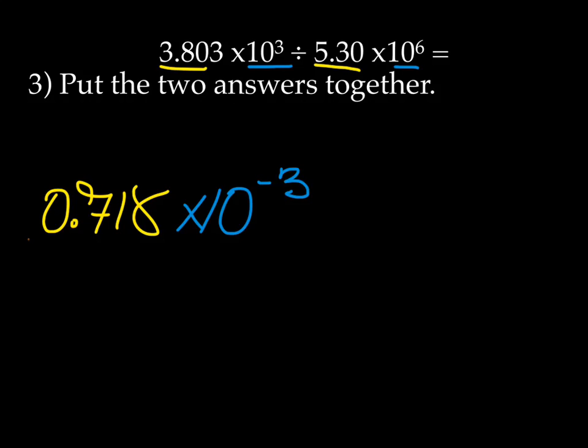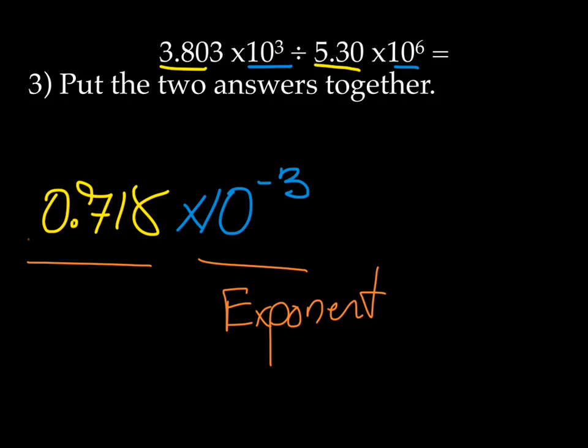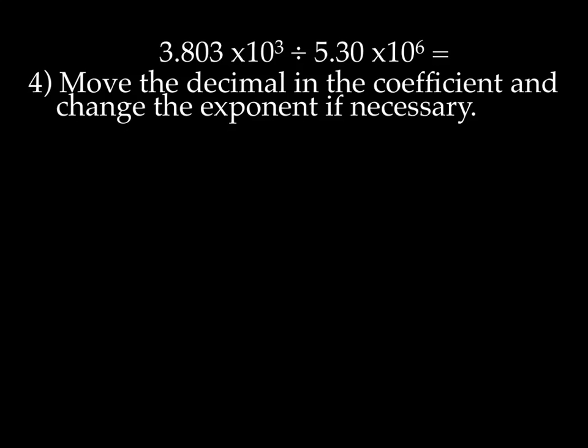All right, we're done. Or are we? Is that the final answer? It's not. What's wrong with it? 0.718 times 10 to the negative 3 is not appropriate scientific notation. We do have an exponent, which is fine, but what's wrong here is the 0.718. That is not a number between 1 and 9. So once again, we're going to have to move the decimal in the coefficient and change the exponent.